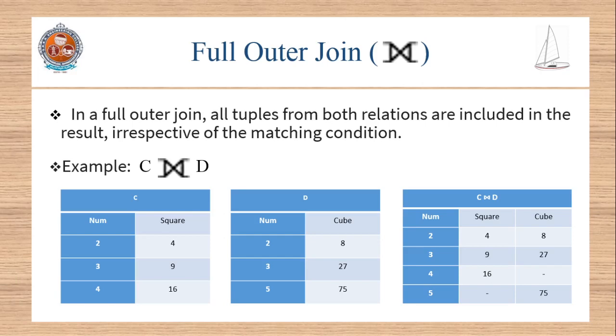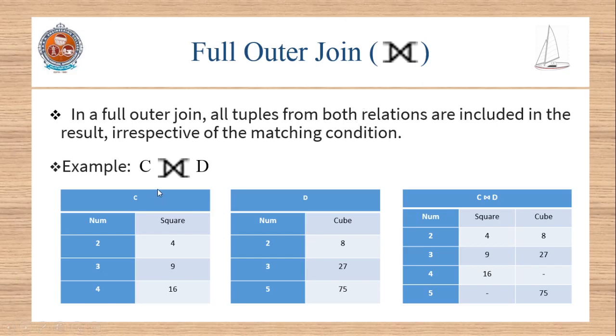And now we have the last join, that is the full outer join. Here we are going to maintain all the tuples from both the relations. The only thing is, when we do not have values in the corresponding attributes, we are going to replace them with null values.